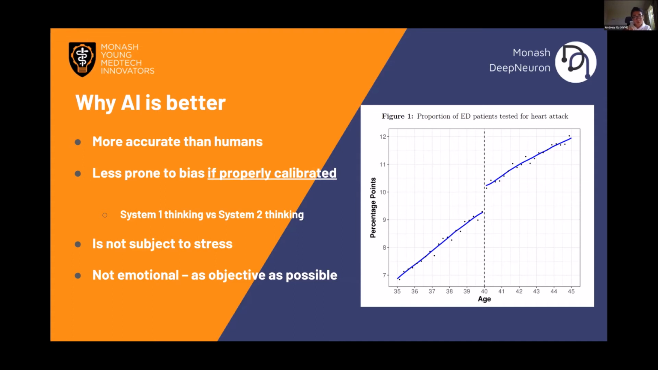And also, if we think about doctors being humans, they are subject to stress and various emotional factors, and that might influence their decision making. Obviously, that means that the patients won't receive the best outcome. And in terms of AI, it's very cold. It's purely mathematical. It's not subject to stress. It keeps working regardless of whatever happens to it. So that is a potential benefit of using AI.